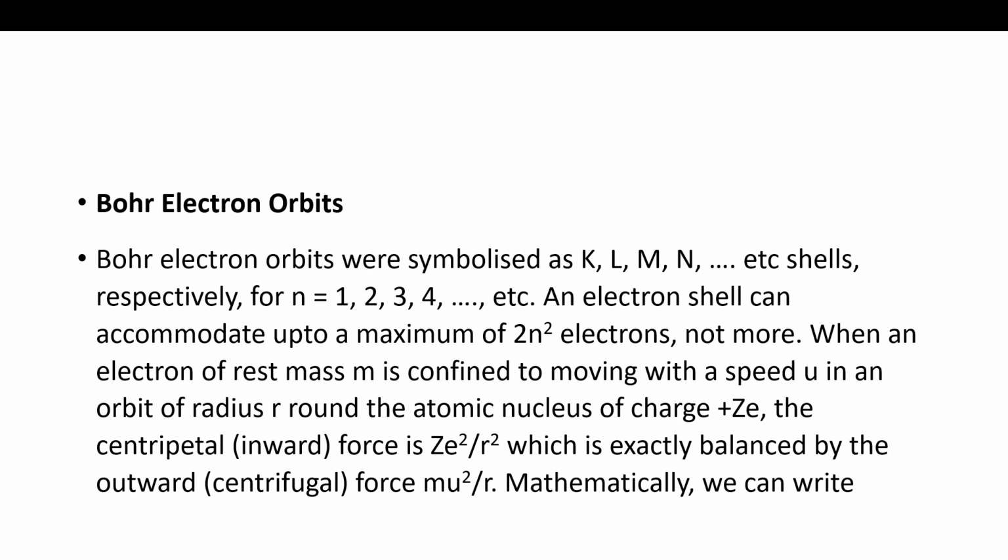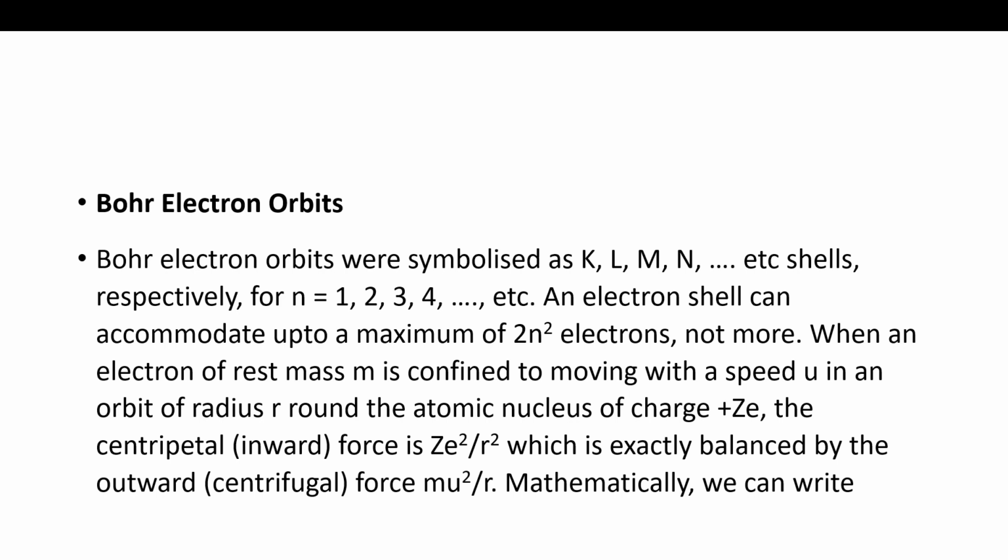Bohr electron orbits were symbolized as K, L, M, etc. shells, respectively, for principal quantum number 1, 2, 3, 4, etc. An electron shell can accommodate up to a maximum of 2n squared electrons, not more. When an electron of rest mass m is moving with a speed u in an orbit of radius r around the atomic nucleus of charge plus Ze, the centripetal force is Ze squared over r squared, which is exactly balanced by the centrifugal force mu squared by r.